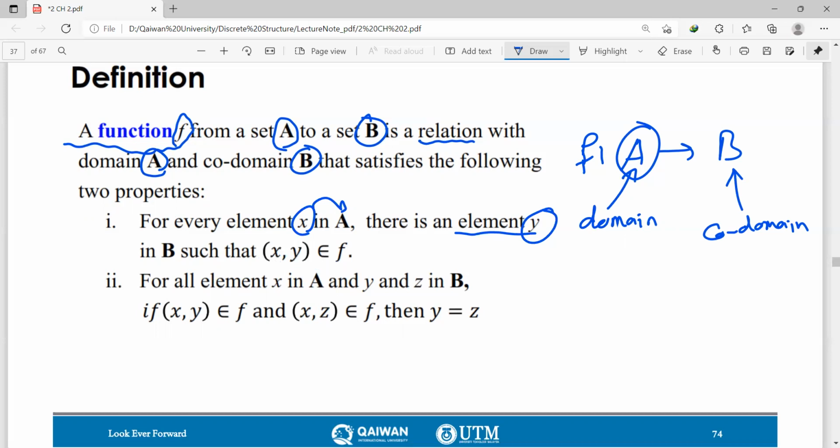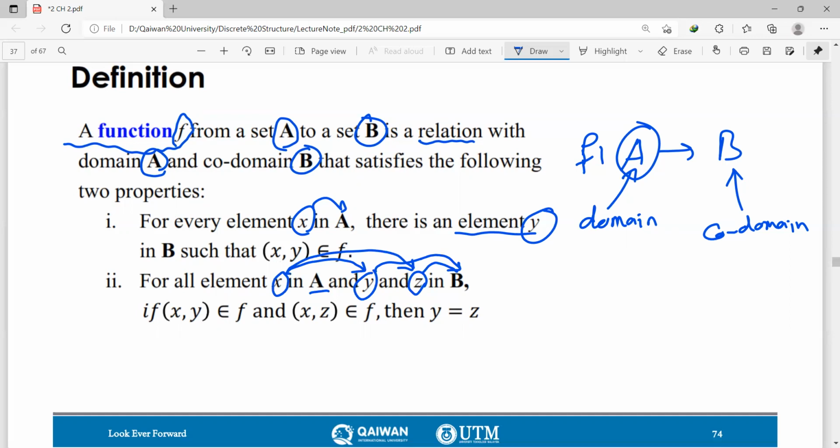And we say for all x in A and y and also z in B. Here, y and z are both in B. We say if f(x) equals y and also f(x) equals z, y and z must be equal. They must be equal, then we say f is a function. If they are not equal, it means f is not a function.